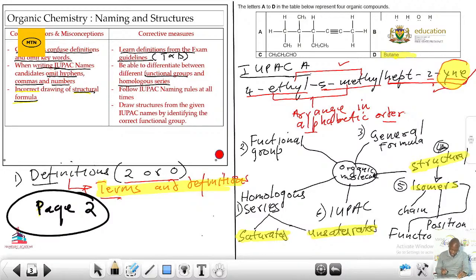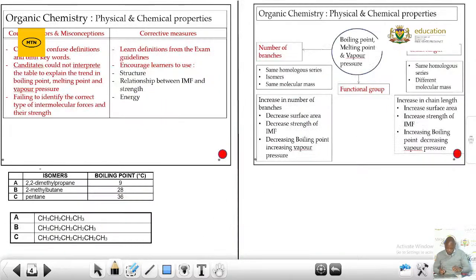So with that being said, it brings us now to the end of naming and structures. So let's quickly go to physical and chemical properties.